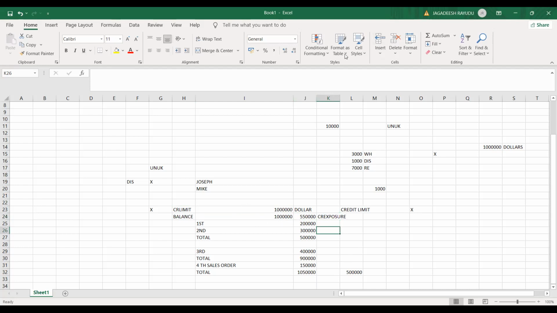So now you understand what credit limit and credit exposure are. In the next section I am going to explain what a credit control area is. Now you have learned two terms: credit limit and credit exposure. In the next section we're going to see what a credit control area is and why we require it.